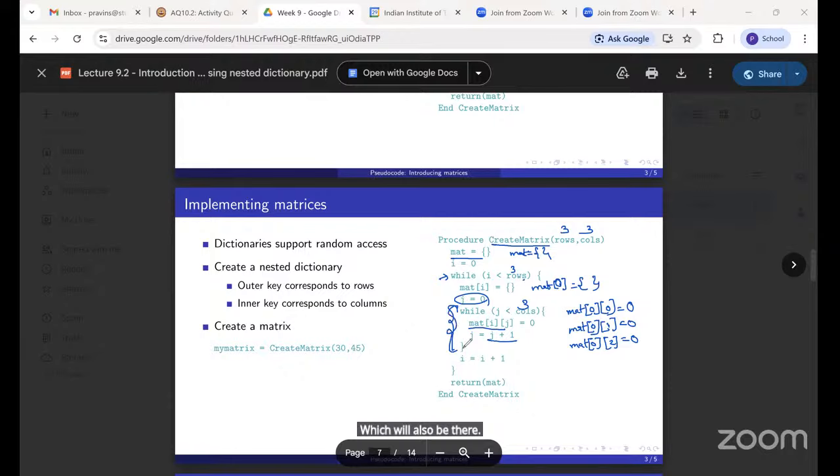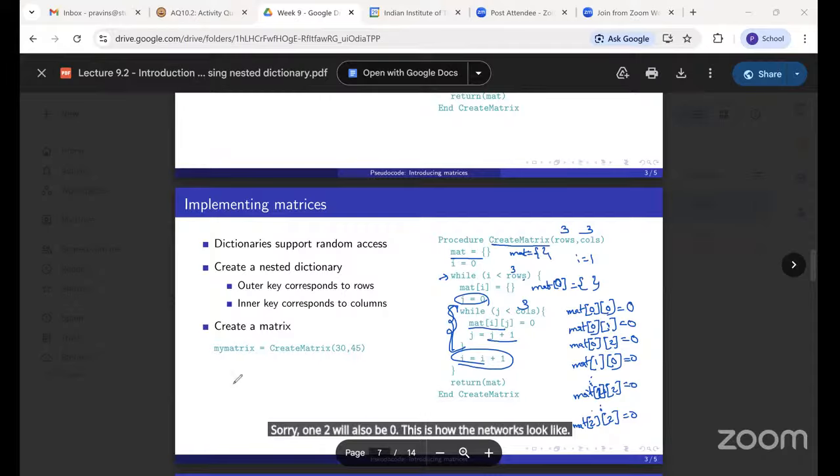Once I completed this while loop, my i will be incremented. Now my i will be equal to 1. Then the matrix of 1, 0 will be 0, and similarly all the way up to matrix of 2, 2, which will also be 0. And here the matrix of 1, 2 will also be 0. This is how the matrix will look.